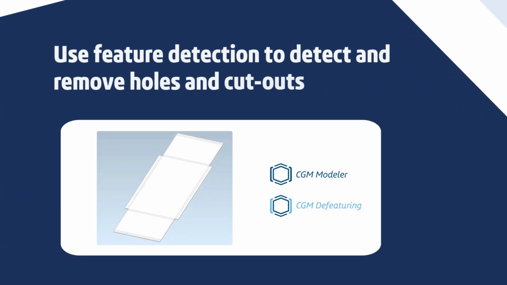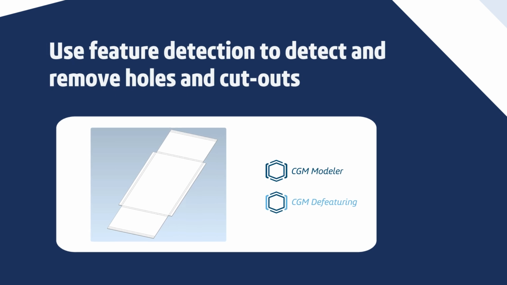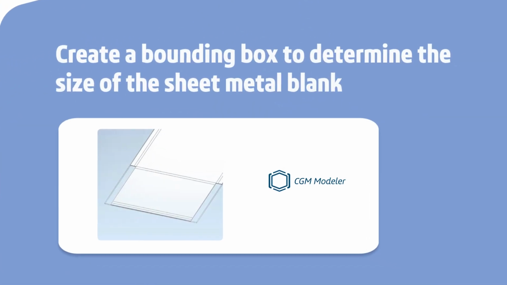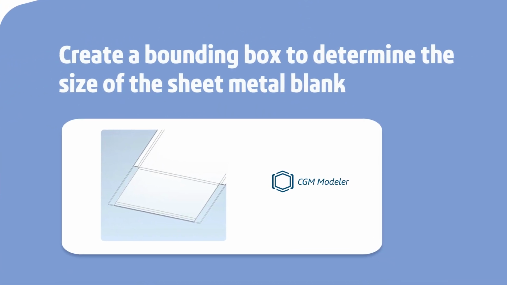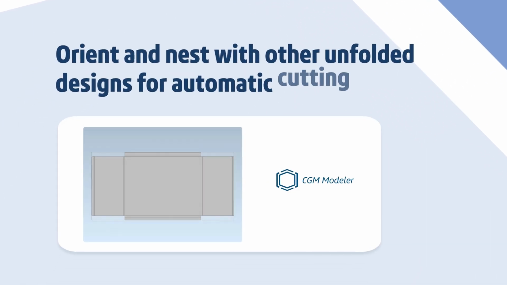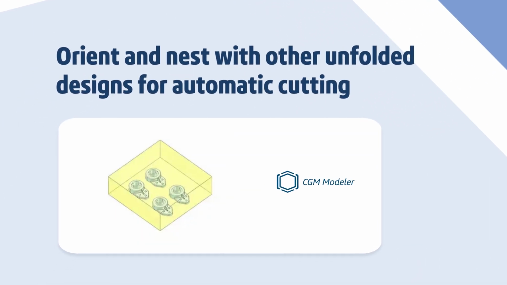Use feature detection to detect and remove holes and cutouts. Create a bounding box to determine the size of the sheet metal blank. Orient and nest with other unfolded designs for automatic cutting.